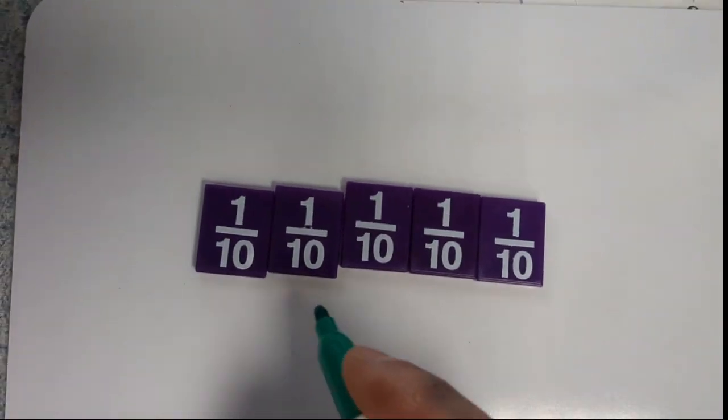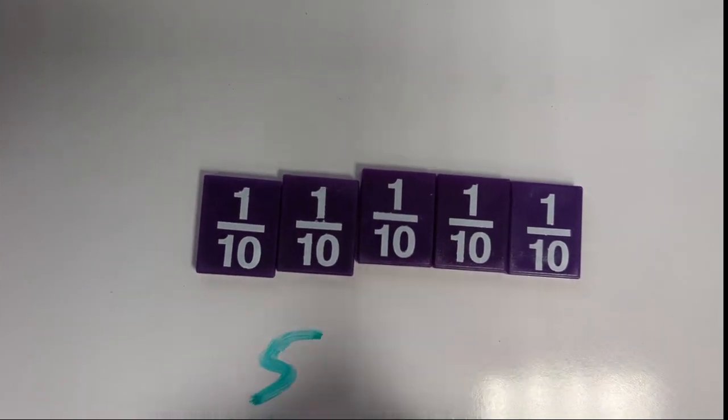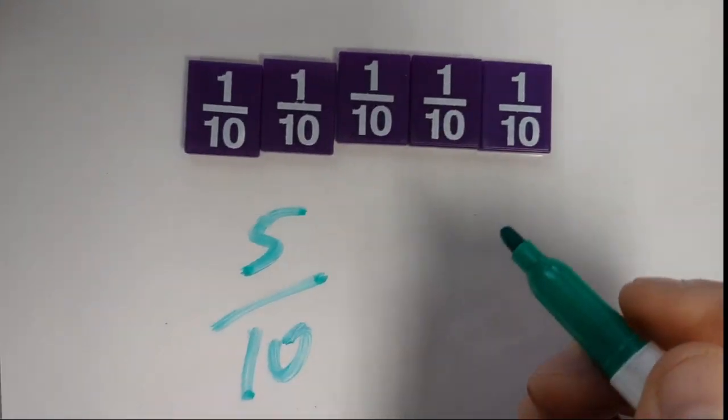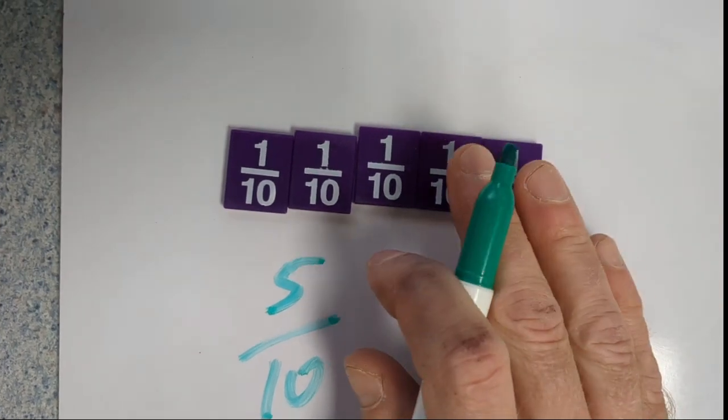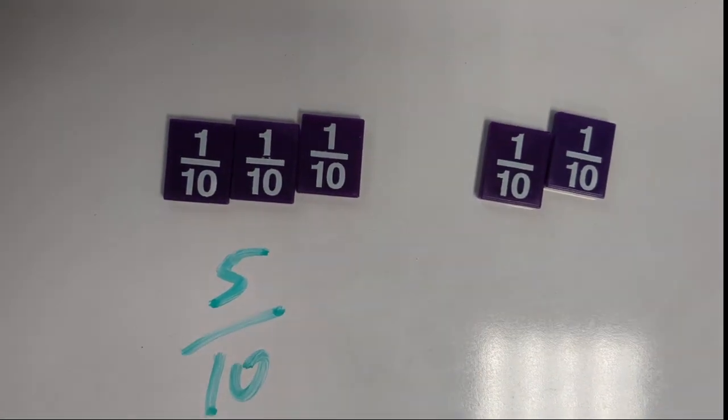Well, we'd say, that's 1, 2, 3, 4, 5. That's 5/10. Each one is 1/10. We remember how to add those. So what if we took away 2? Then how many would we have left? We would have 3/10 left.